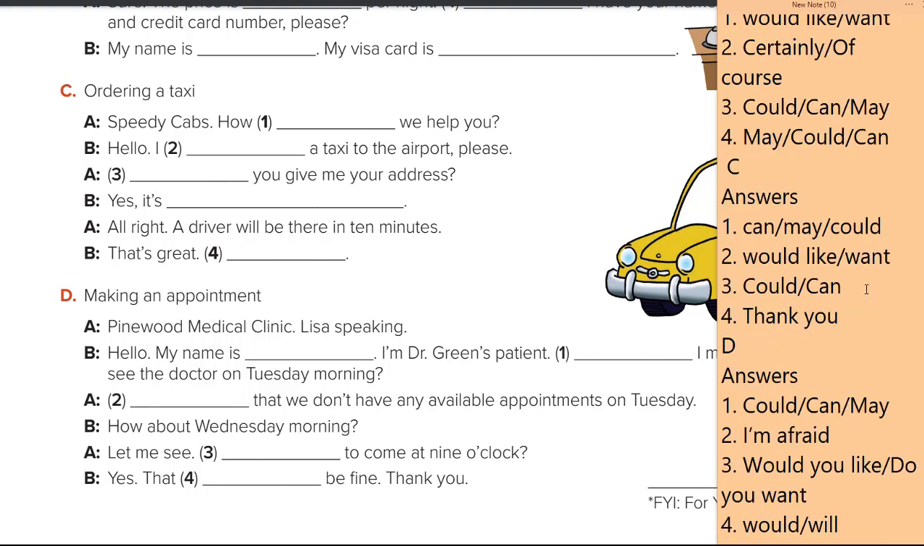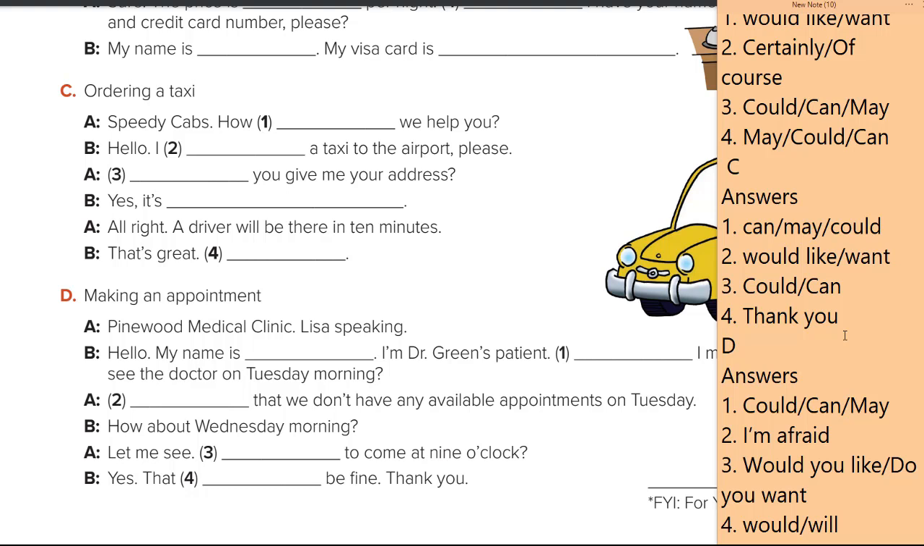What about C, ordering a taxi, تطلب تاكسيا. Speedy cabs, how can I help you? How may I help you? How could I help you? We help you. جميعها صحيحة. Hello, I would like, أرغب في, or I want a taxi to the airport, please. Three, could you or can you give me your address? يطلب العنوان. Yes, it's, ويعطيه العنوان. All right, a driver will be there in 10 minutes. That's great, ذلك رائع. Number four, يقول له كذلك. Thank you. يشكره على هذا تلبية الطلب.